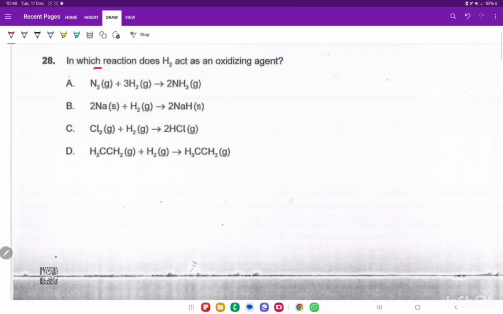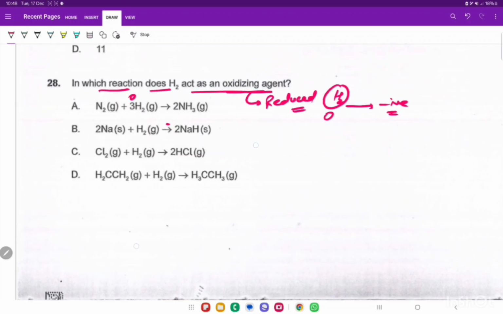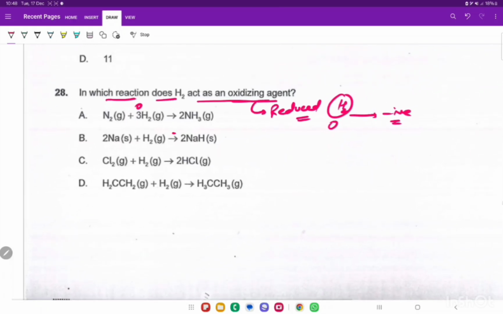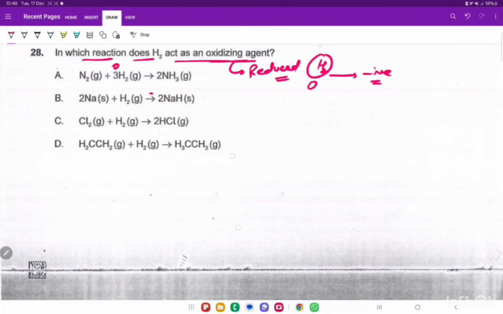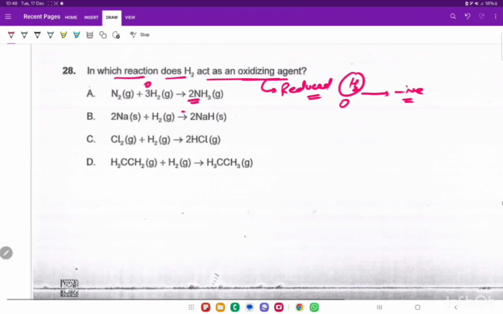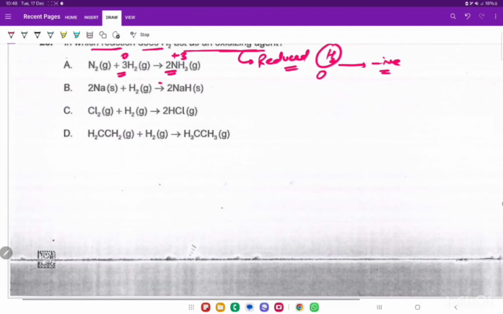Question 28. In which reaction does hydrogen act as an oxidizing agent? Oxidizing agents are those which themselves get reduced. And for hydrogen, reduction means from 0, its oxidation state goes negative. Okay, I will search for this reduction of hydrogen. N2, here the oxidation state of nitrogen is 0, and it is converting to ammonia, NH3. Oxidation state of nitrogen here will be -3, hydrogen will be +1. From 0 to +1 it is oxidation. Here hydrogen is oxidized, not reduced.